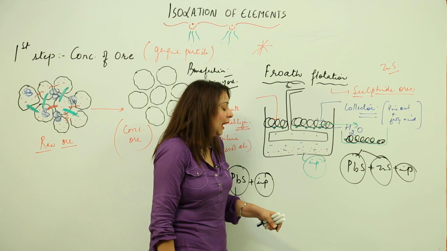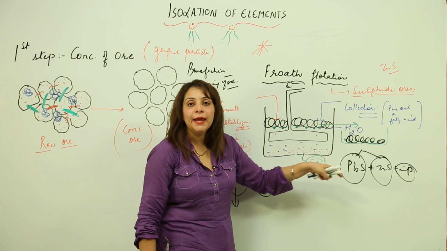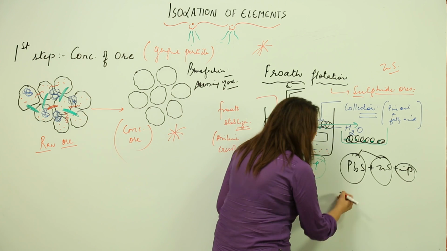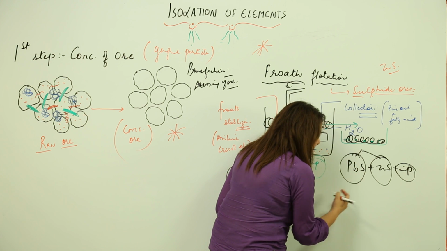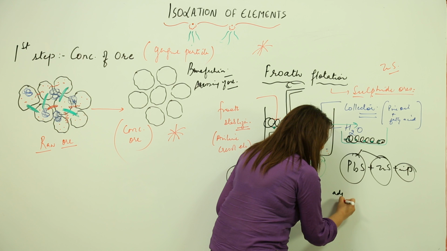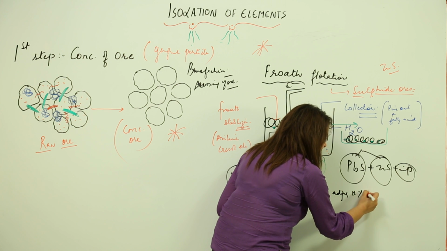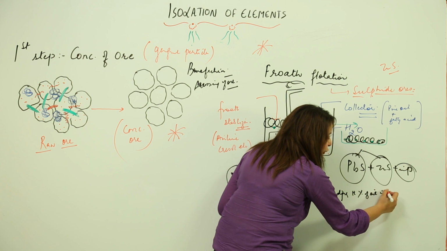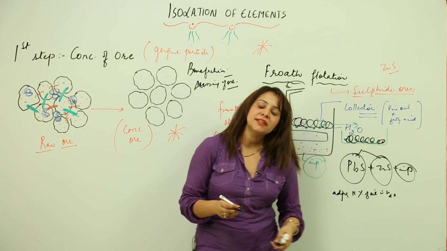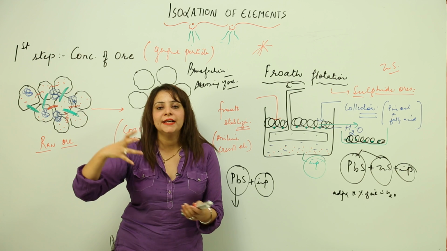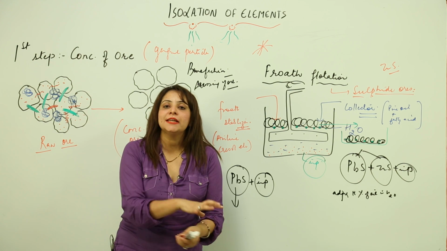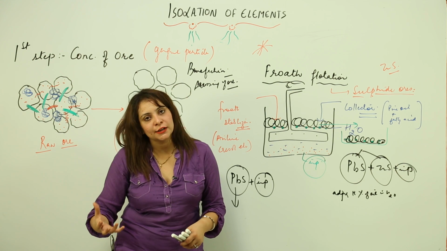But now if we wish to separate either of them, these two sticking to the froth, we can separate them by adjusting the percentage, or you can say the proportion, of oil in water. Because when you adjust the proportion of oil in water, one gets more wet and the other gets less wet, and accordingly one sticks to the froth and the other does not.